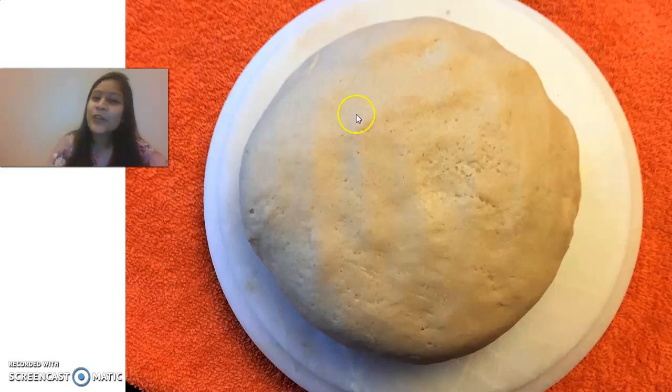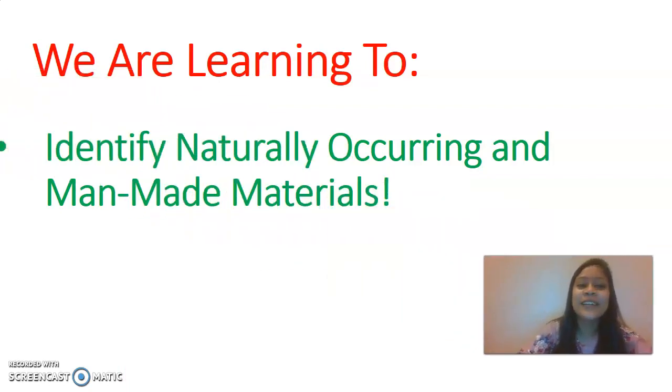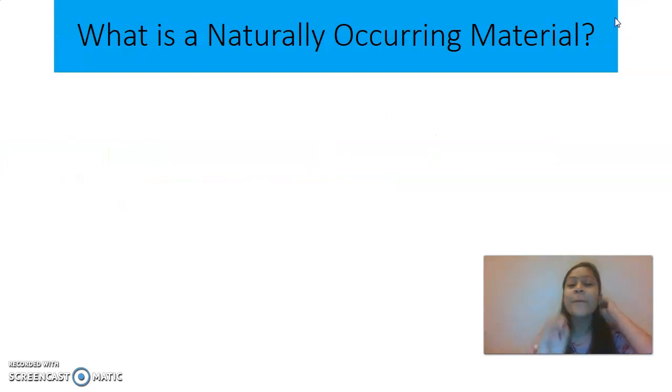But why am I telling you this? Because in today's class, we are going to learn to identify naturally occurring materials and man-made materials. There are two types of materials, one which is already there in nature and one which we make. Now let us first see what is a naturally occurring material.